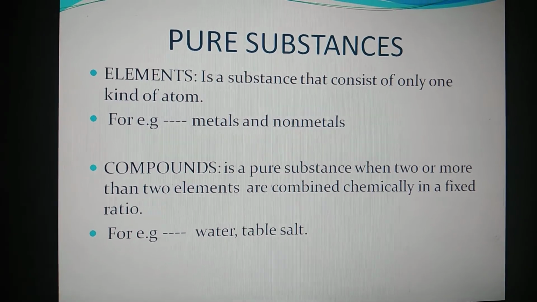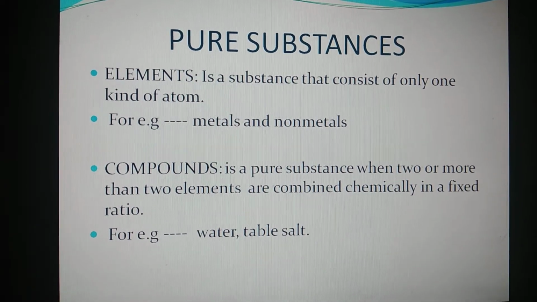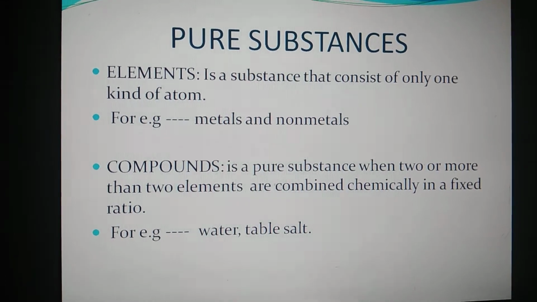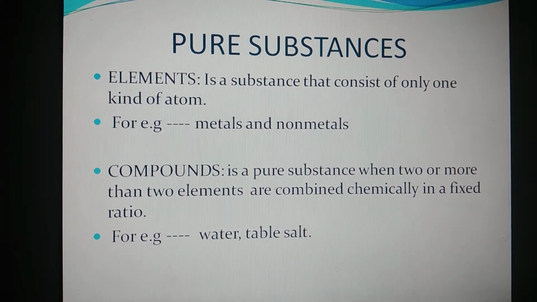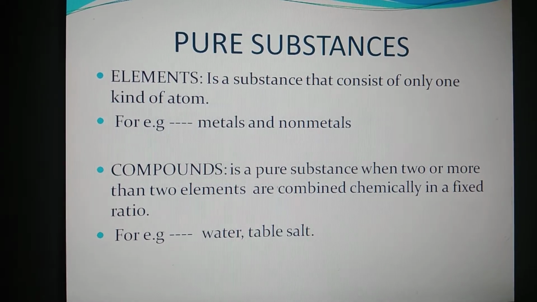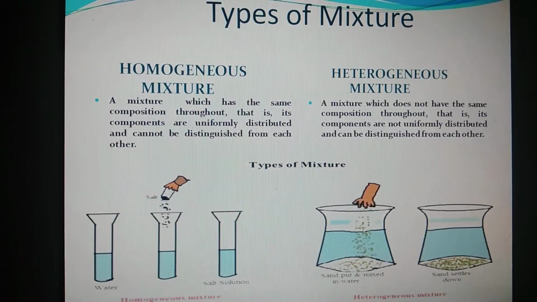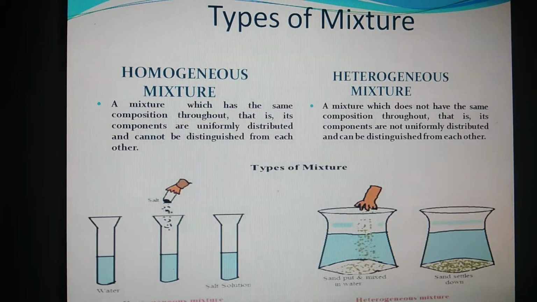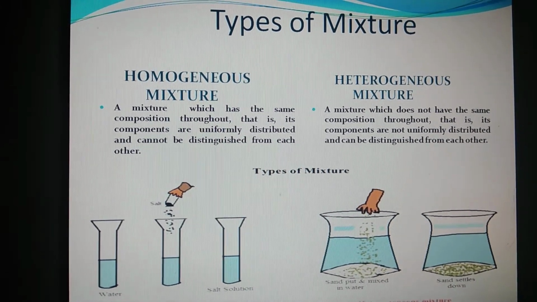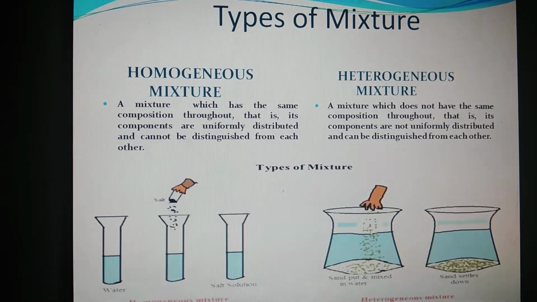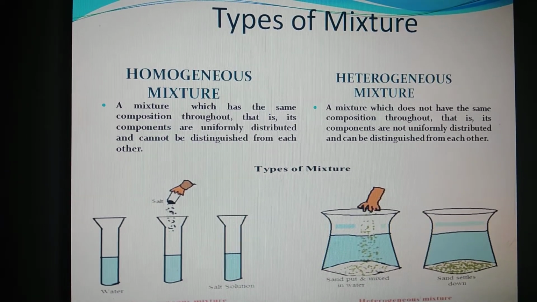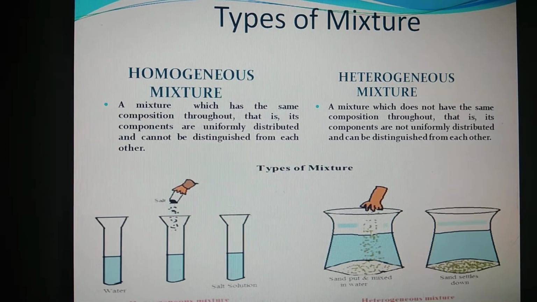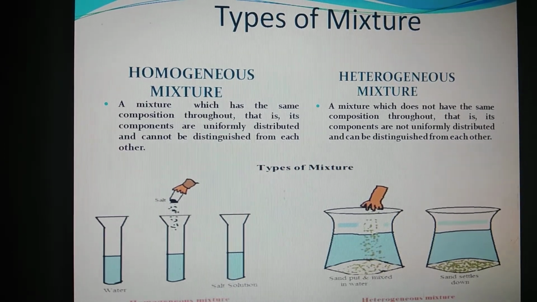Another example, here on your screen, is table salt. It is made up of sodium and chlorine. So table salt is also a compound but a pure substance. Now students, what actually is a mixture? A mixture is made up of two or more than two components which are mixed together in any proportion. The proportion may not be fixed.